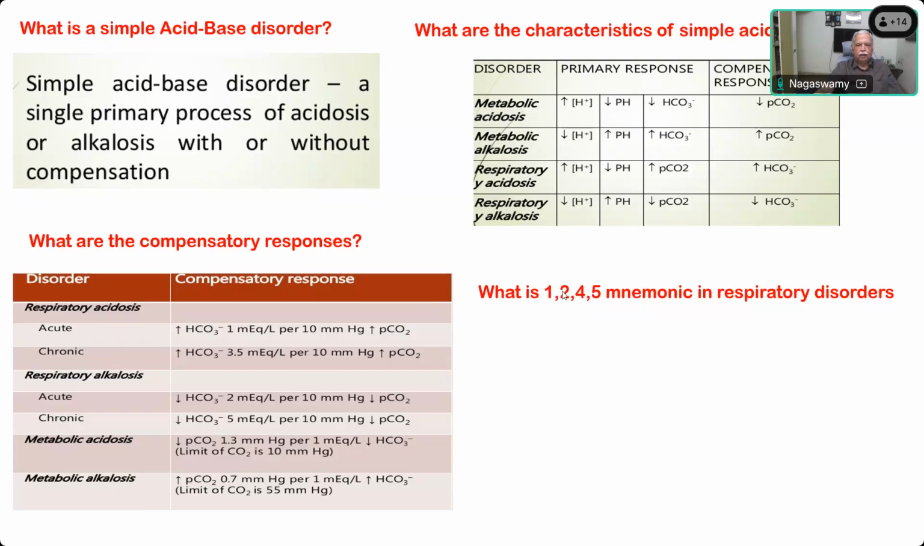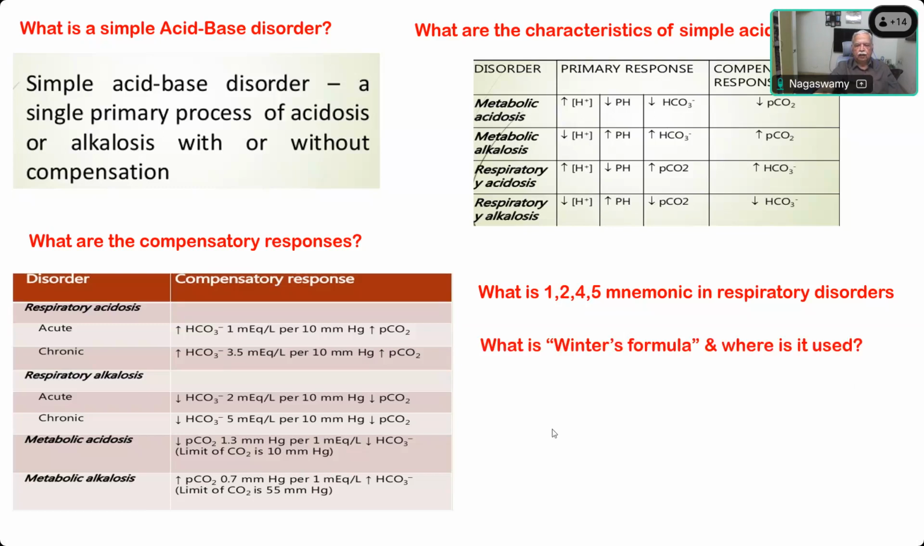That is, 1 and 4 will be the change in the bicarbonate in acidosis, acute and chronic. And 3 is the indicator of bicarb. And 2 and 5 will be the change in bicarbonate, or decrease in bicarbonate, in acute and chronic alkalosis. So this is the mnemonic to remember that, so that you can easily work out the compensation that is there.